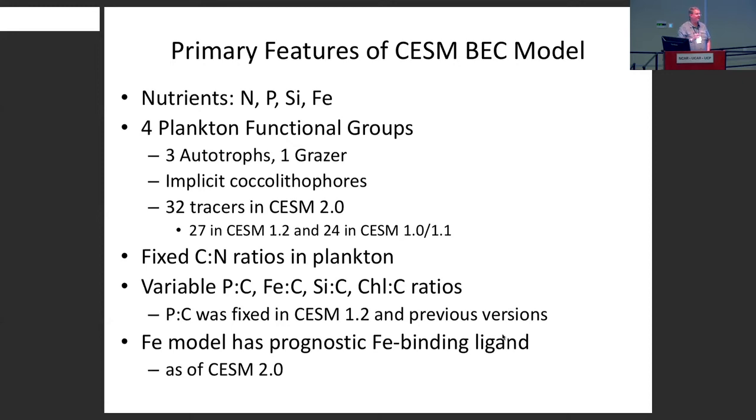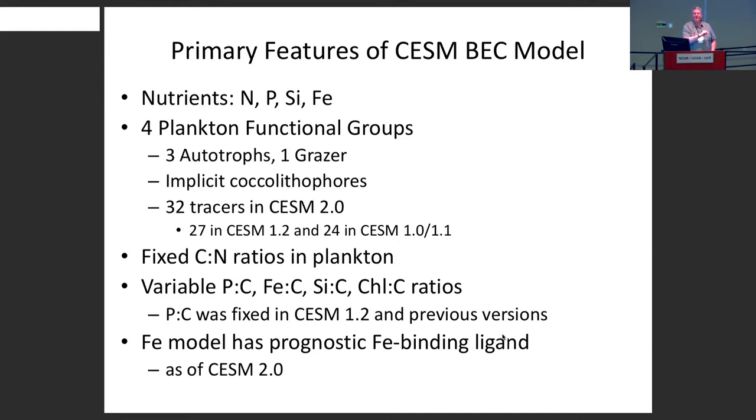We're doing a trade-off of having some complexity in the model, but not 10 functional groups or more. We have 3 autotrophs. These are the critters that use light to grow, and one grazer. And we have one category called coccolithophores. These are the critters that make calcium carbonate shells, the chalk. We don't use chalk that much anymore these days. And I'm a mathematician, so I use chalk.